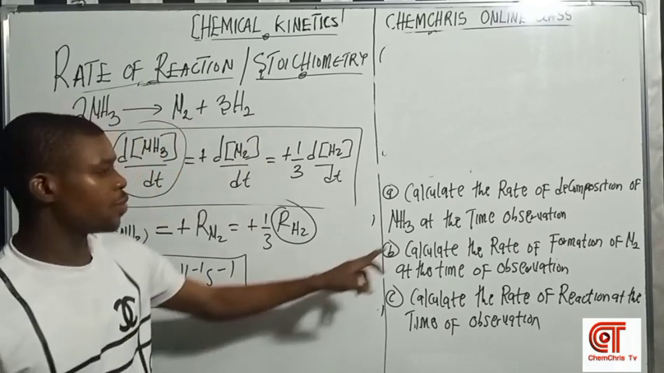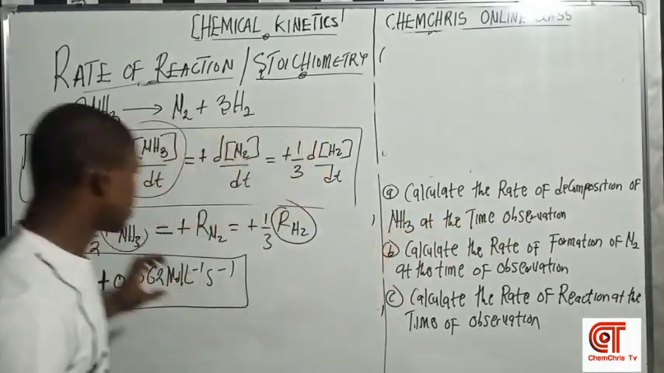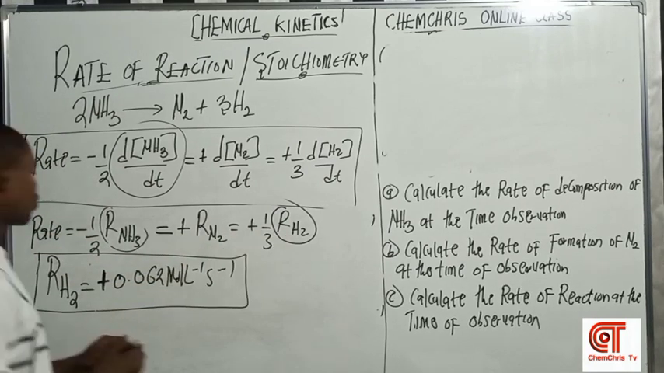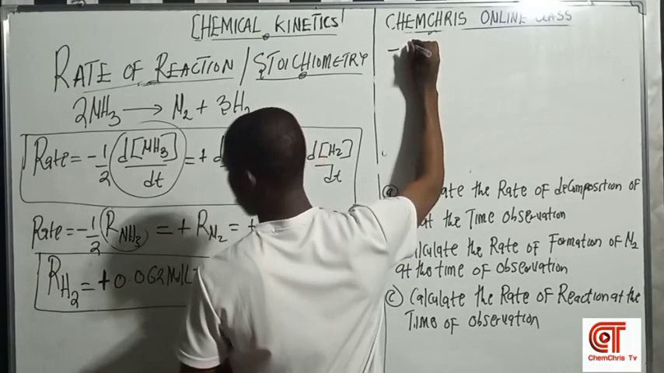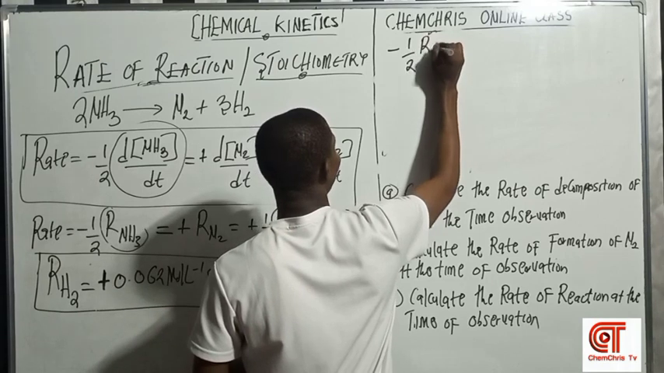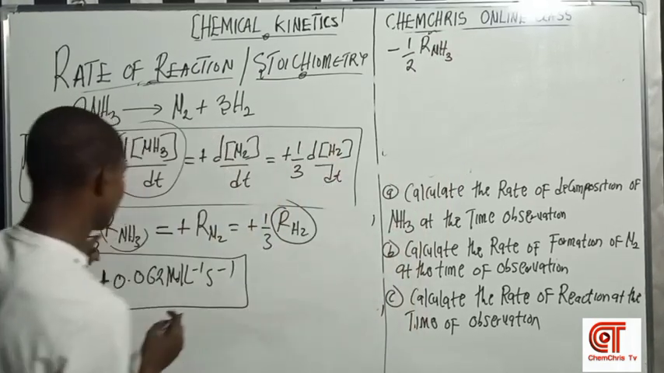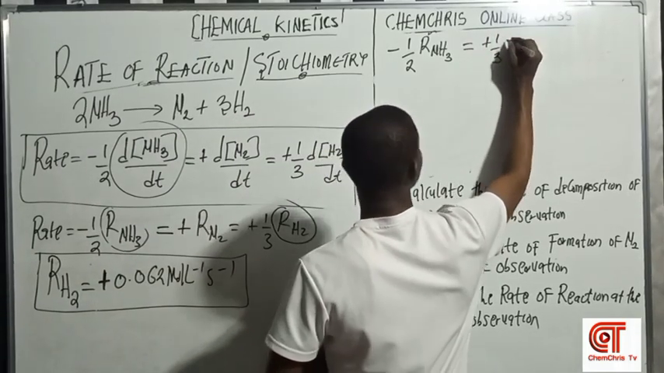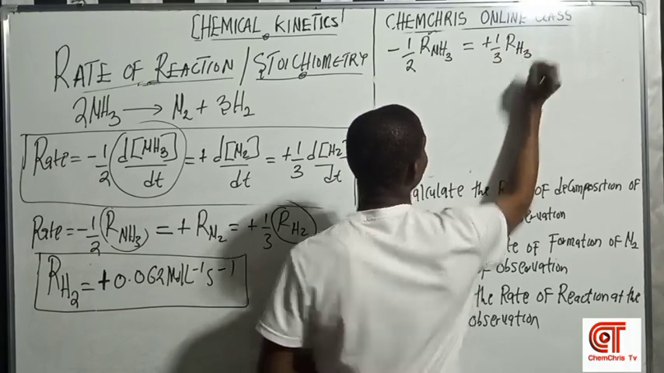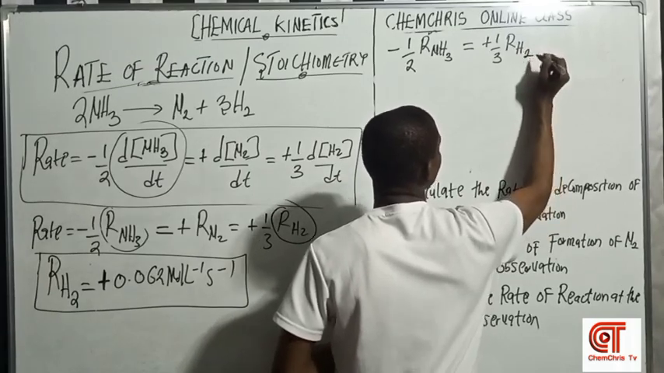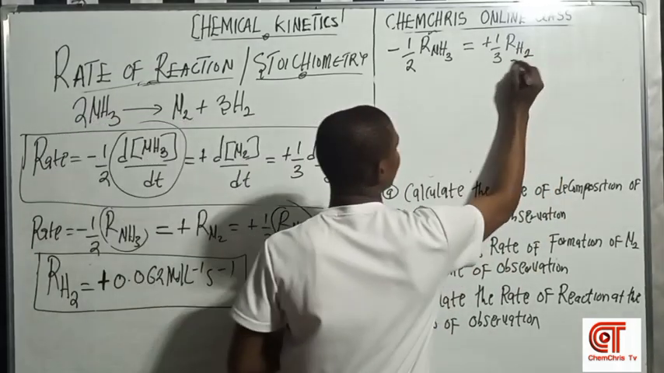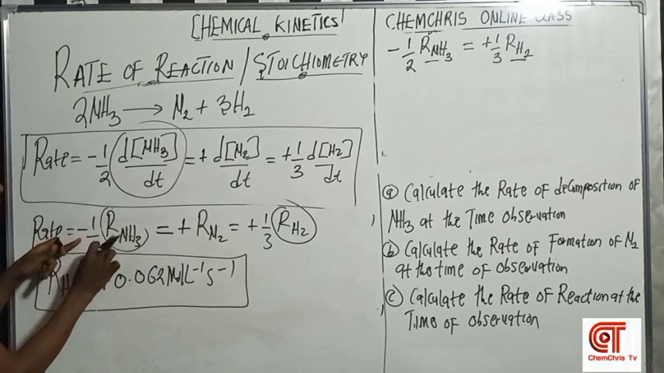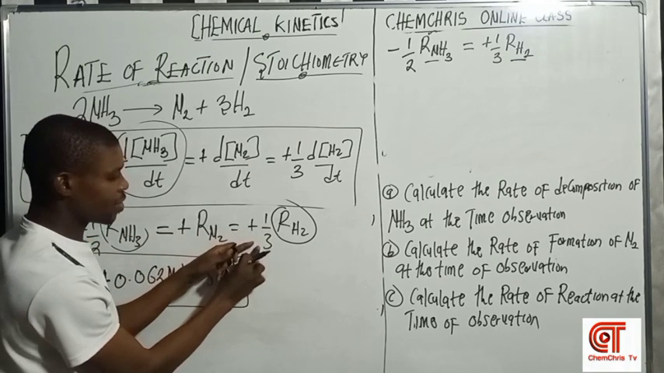Now, because I'm calculating the decomposition of NH3 here, what am I going to do now? I'm going to relate this one with this one here. I'm going to say, using minus 1 over 2 rate NH3 equals to plus 1 over 3 rate H2. Can you see that? Now, do you know the reason why? I know this one here. I'm looking for this one, so I can easily relate the two of them. Minus 1 over 2 rate NH3 equals plus 1 over 3 rate H2.